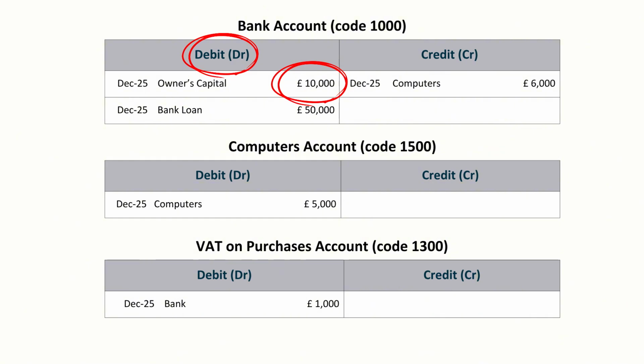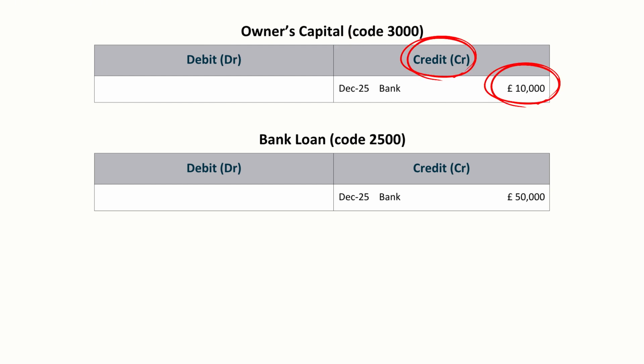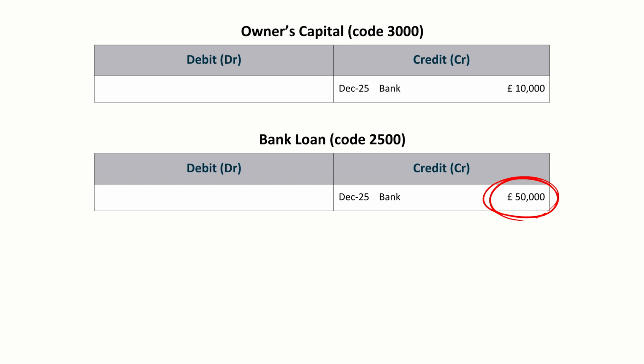At the same time, owner's capital increases. That means the owner now has a claim over the business. This is a credit entry in the owner's capital account, code 3000. Business received a £50,000 loan from the bank. Again, the bank account increases because we've received money: debit bank account £50,000. But now the business owes that £50,000 to the bank. It's a liability. Credit bank loan account £50,000.